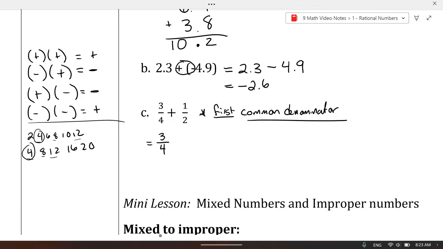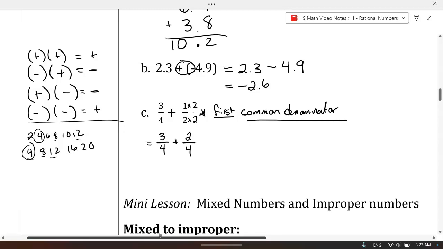And then I'm going to say plus, and I'm going to multiply this guy by 2, because to get from 2 to 4, I have to multiply by 2. But whatever I do to the bottom, I need to do to the top, because essentially I'm multiplying it by 1. And whenever we multiply something by 1, like 52 times 1, it's 52. Because 2 divided by 2 is just 1, so we're just multiplying by 1. So 1 times 2 is going to be 2. 2 times 2 is going to be 4.